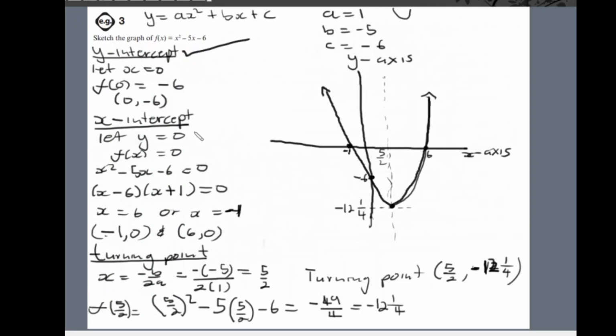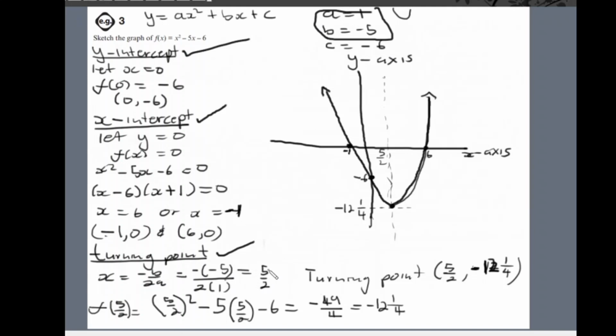First, your y-intercept: you let x equal 0, and then you get your y-intercept. X-intercepts: let y equal 0, and then you solve for x to get the coordinates of the x-intercepts. Your turning point: you use the equation x equals minus b over 2a, substitute these values into this equation, and then you get your x value.